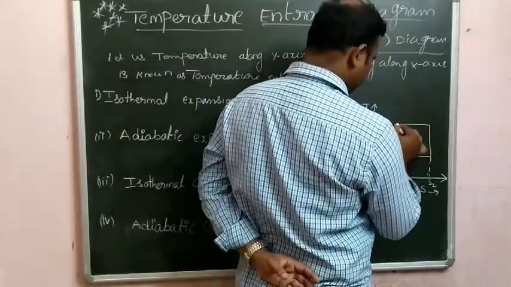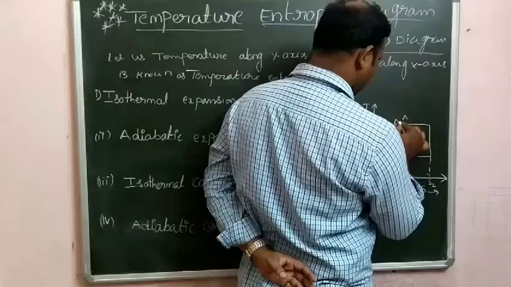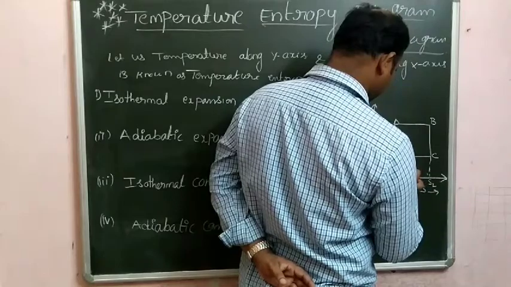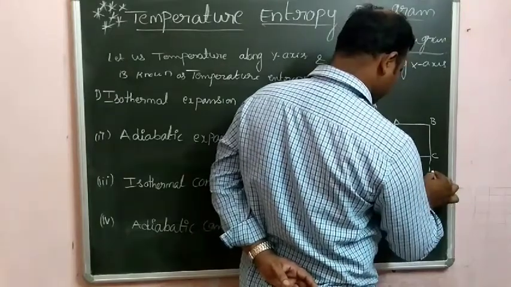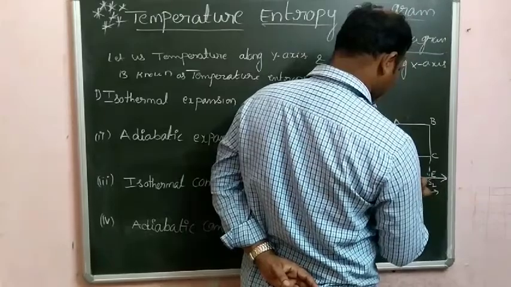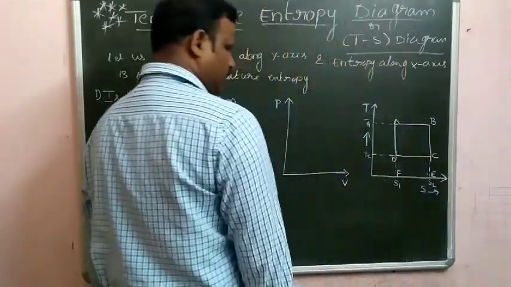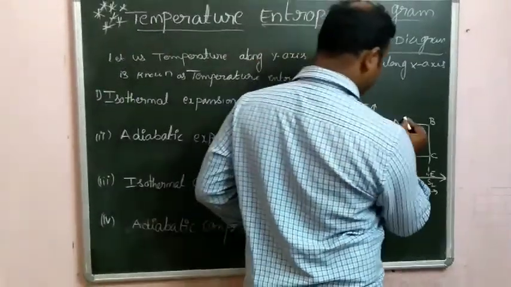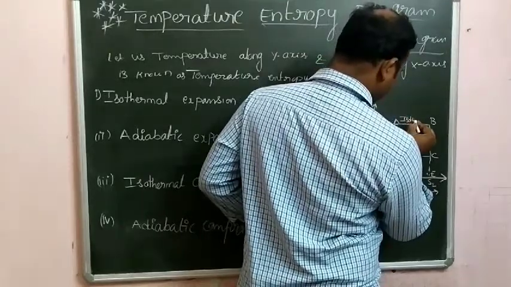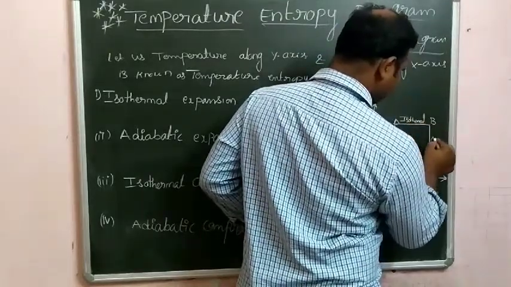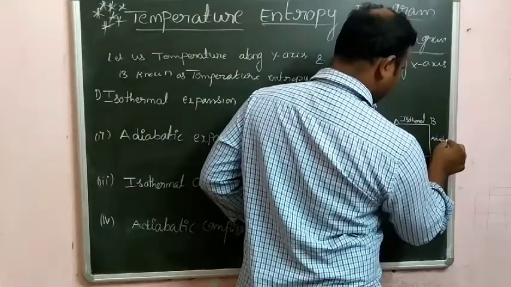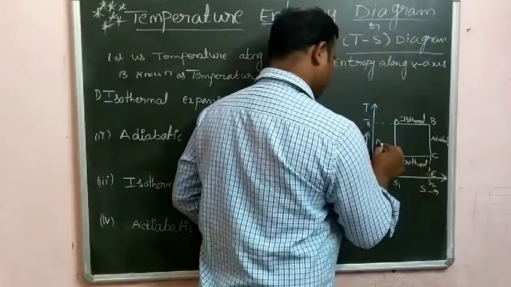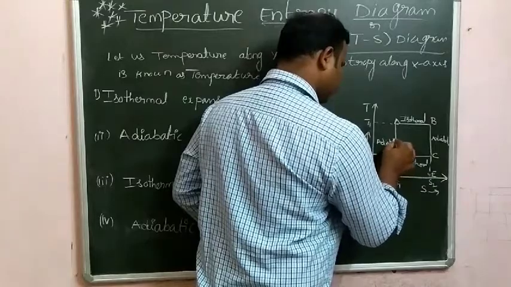Next, A, B, C, D, E, F. Okay, this is the isothermal, this is the adiabatic, this is the isothermal, this is the adiabatic.